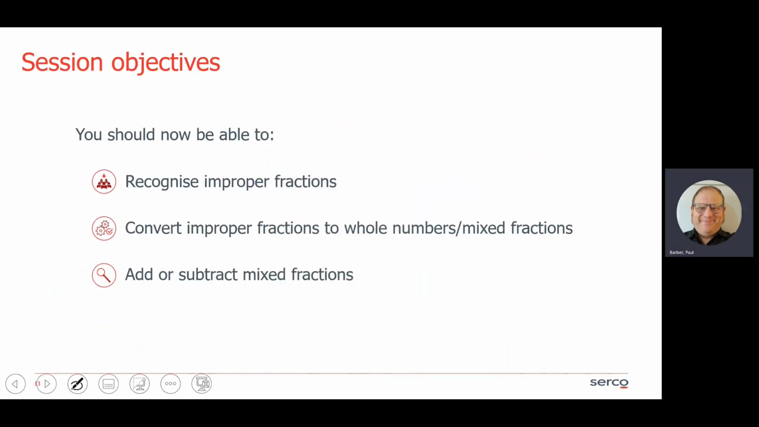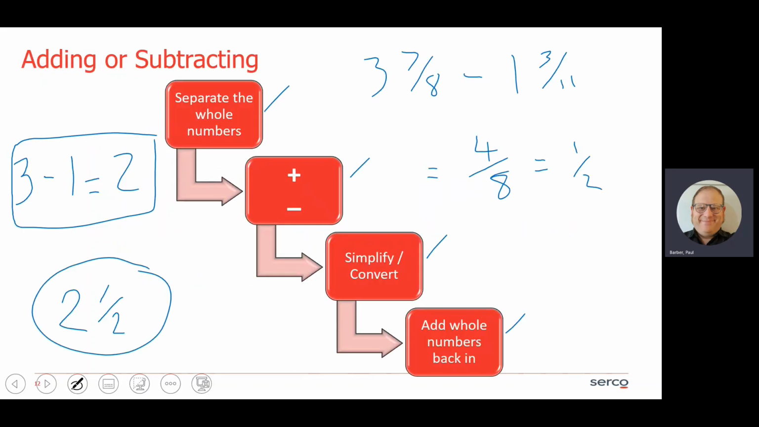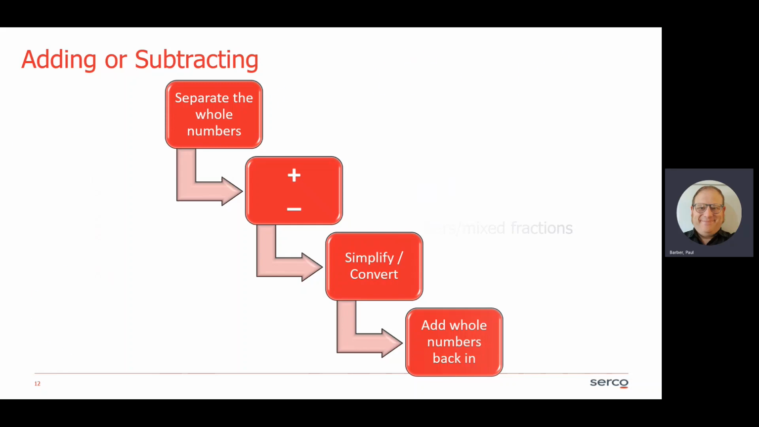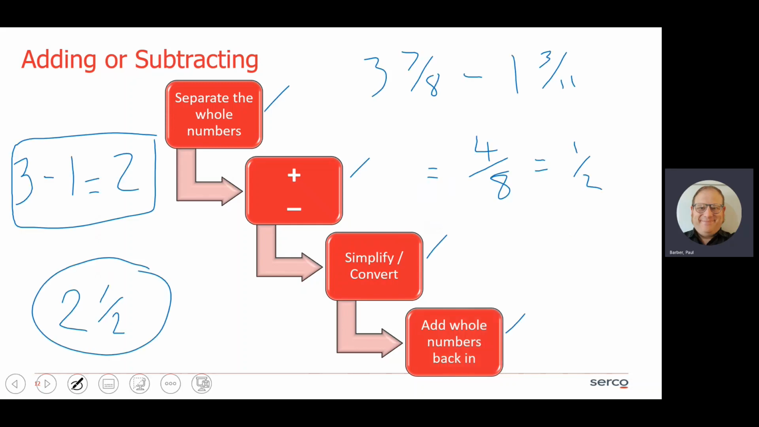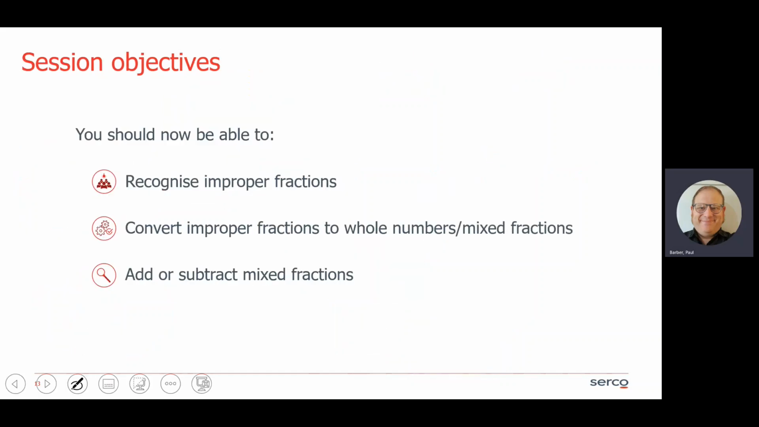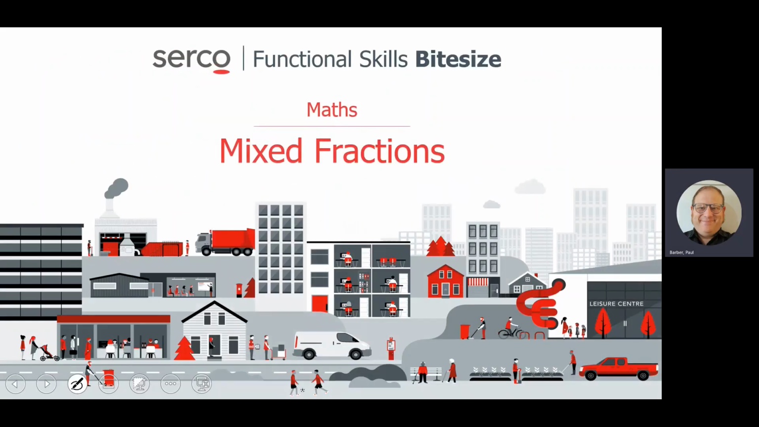So relatively quick webinar, and hopefully that's showing you what we mean by improper fractions, which are simply fractions where the top number is bigger than the bottom number. We would normally convert those improper fractions into whole numbers if we can, which is great, but we may need to convert them into mixed fractions, and a mixed fraction is simply where you have a whole number and a fraction element. And we've just gone through adding or subtracting mixed fractions, and a quick reminder that the process for that is to separate the whole numbers, do your addition or takeaway, simplify or convert your fraction, and then put the whole numbers back in.